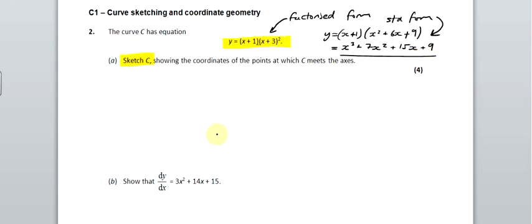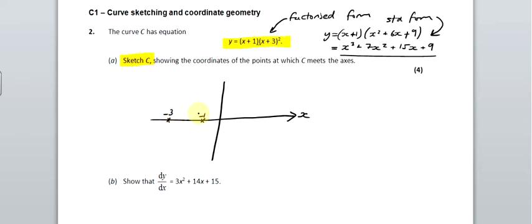So now I'm in a position to be able to sketch my curve. So draw my axes, and don't be afraid to have several goes at this if you think it's gone wrong. Now, factorized form, that tells me my x-intercepts. So I've got an x-intercept at -1, and I've got an x-intercept at -3 as well.